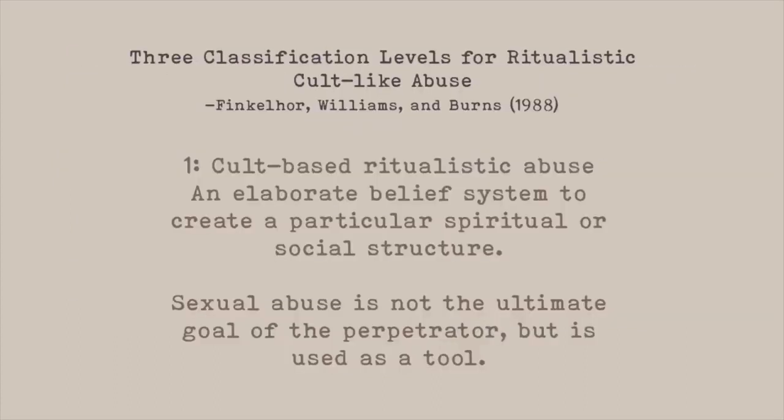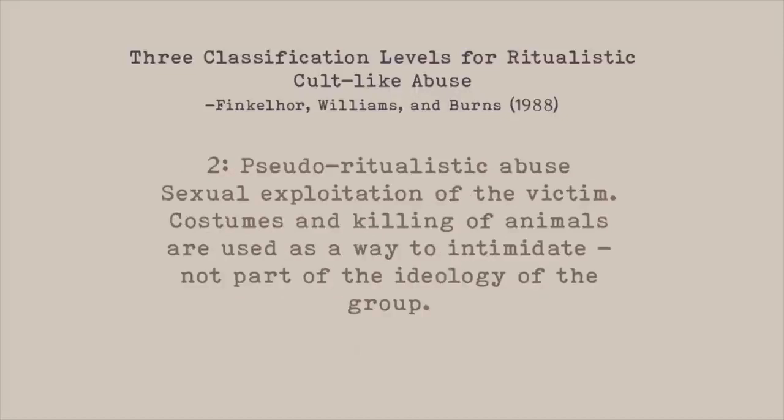There are three classification levels for ritualistic cult-like abuse as defined by Finkelhor, Williams, and Burns in their research of this type of abuse. The first level is cult-based ritualistic abuse, which includes an elaborate belief system to create a particular spiritual or social structure. Usually, sexual abuse is not the ultimate goal of the perpetrator, but it is used as a tool. The second level is pseudo-ritualistic abuse, which involves sexual exploitation of the victim. Often the use of costumes and killing of animals are used as a way to intimidate, but are not part of the ideology of the group.